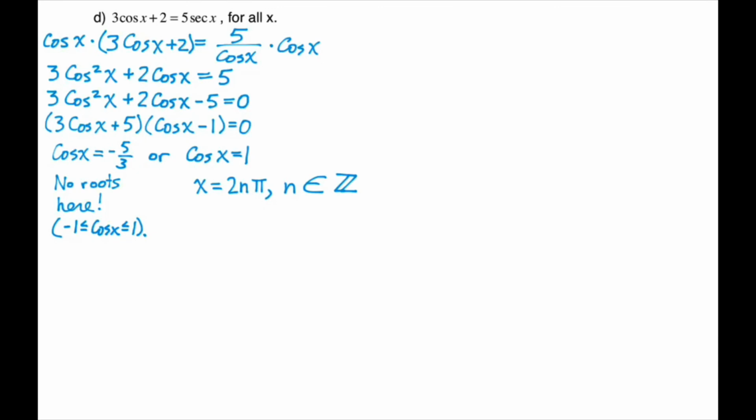So that completes those 4 examples. At this point, it would be a good idea to do some practice on solving equations that involve trig identities. And if you have a question, you are welcome to ask that in class.